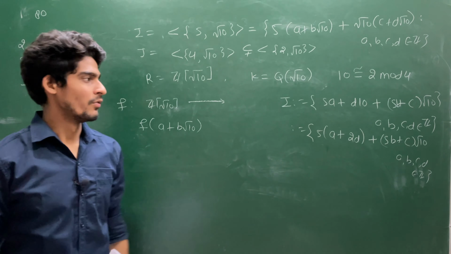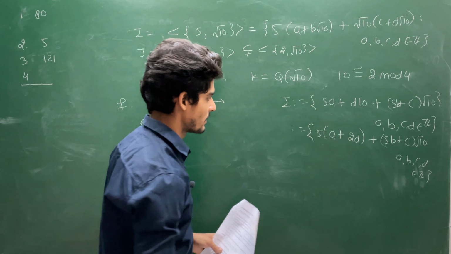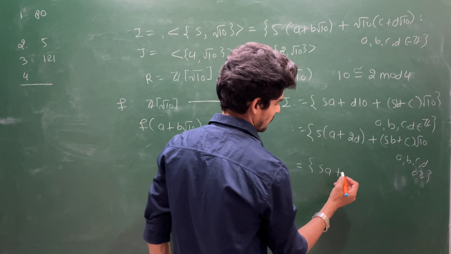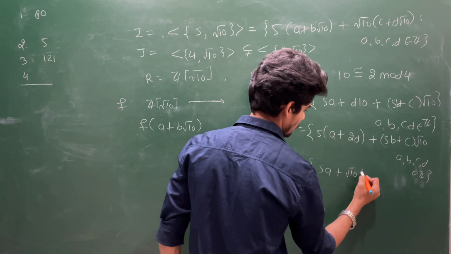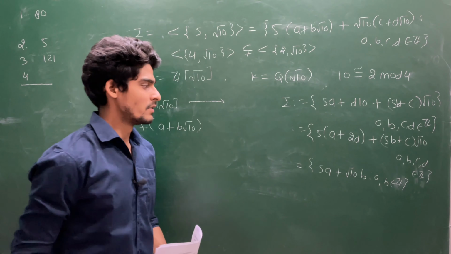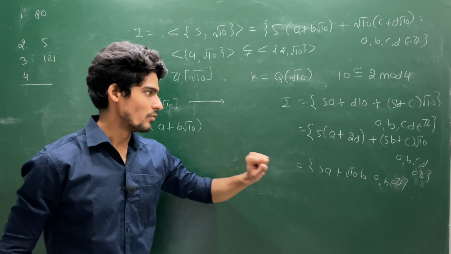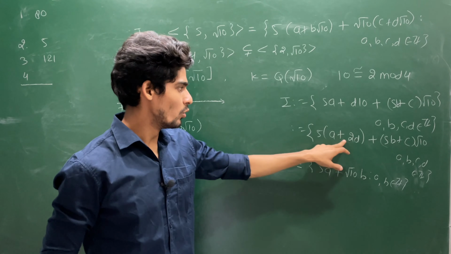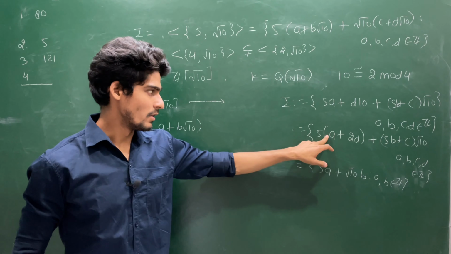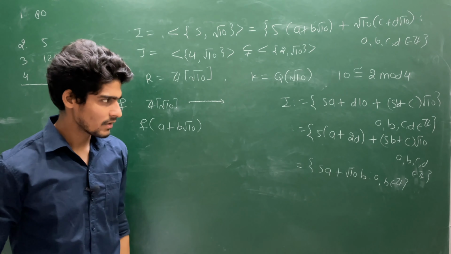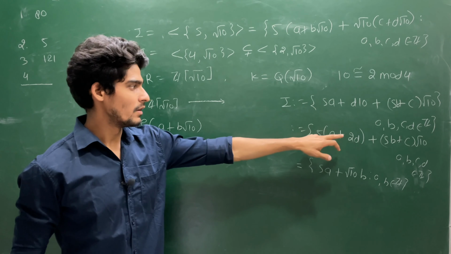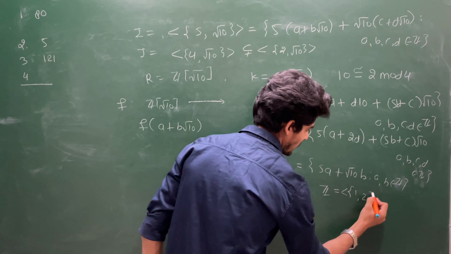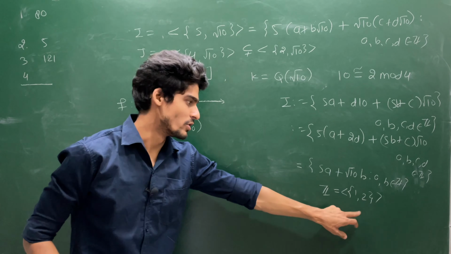So from here you can see this I structure is nothing but 5a plus root 10 b, where a, b belong to Z. See, this step is a very crucial step. See, this a and d, these two are integers. These are arbitrary integers, and 2 and 1 are relatively prime. So you are writing a linear combination of 1 and 2 with GCD 1. So every element of Z can be generated by 1 and 2 as an integer linear combination, because they have GCD 1.